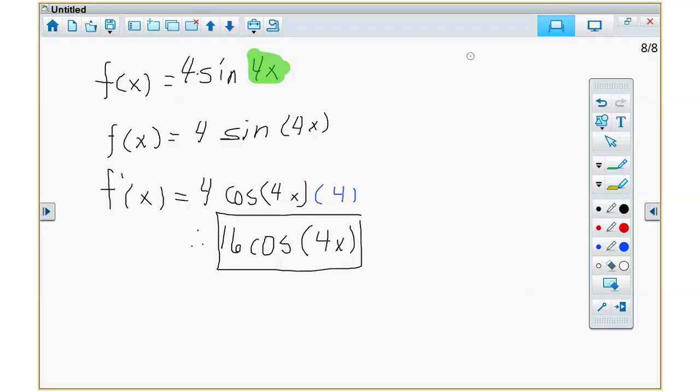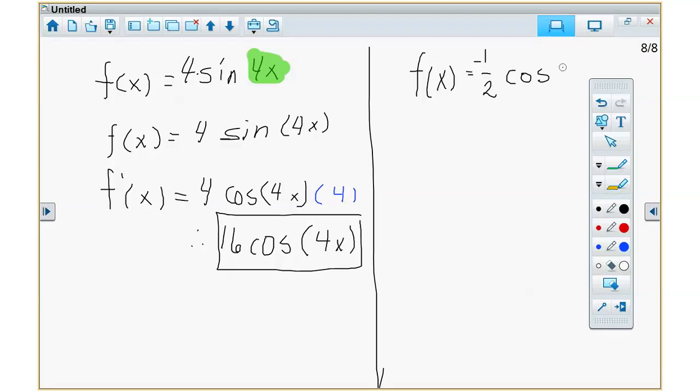All right, let's try one more. F of x is equal to negative 1/2 the cosine of 3x. Be careful. There's a twist on this one.